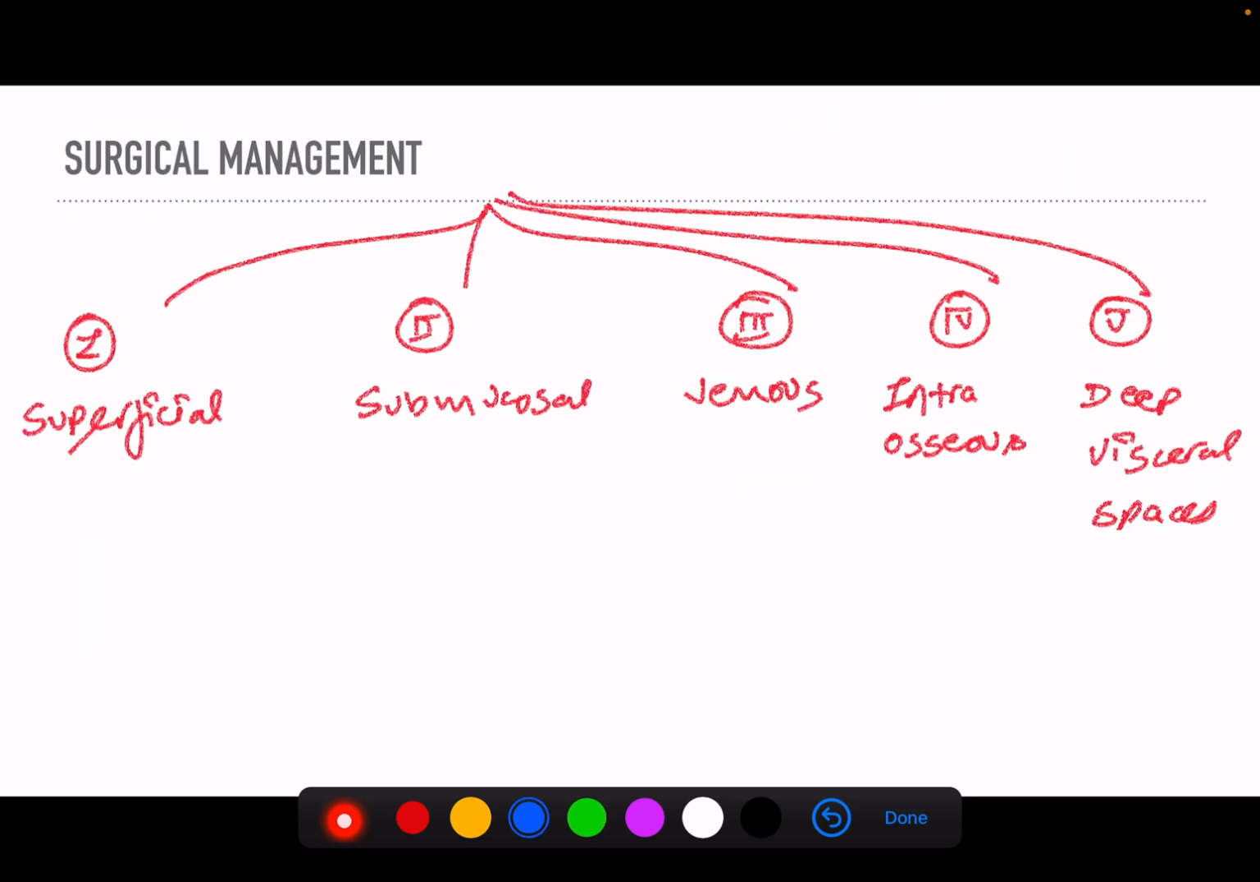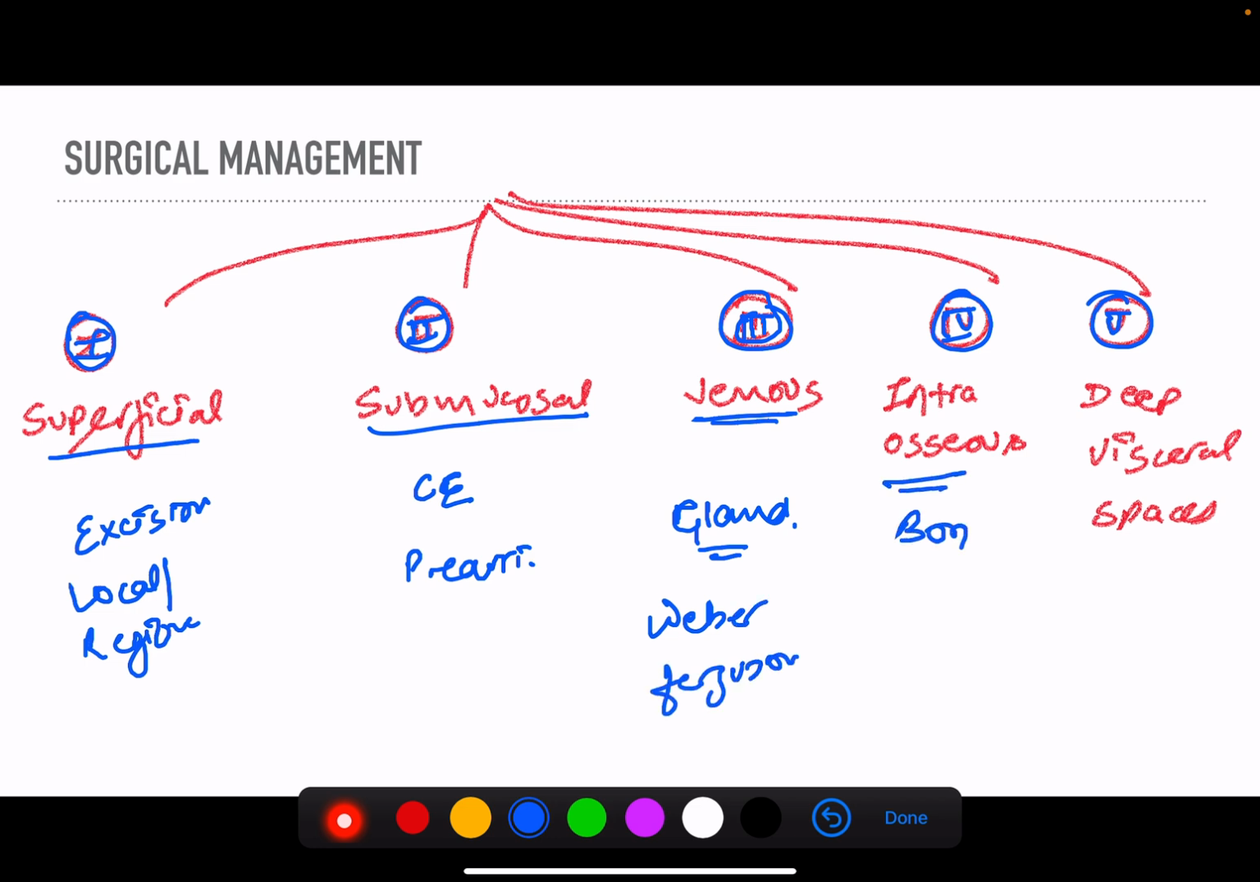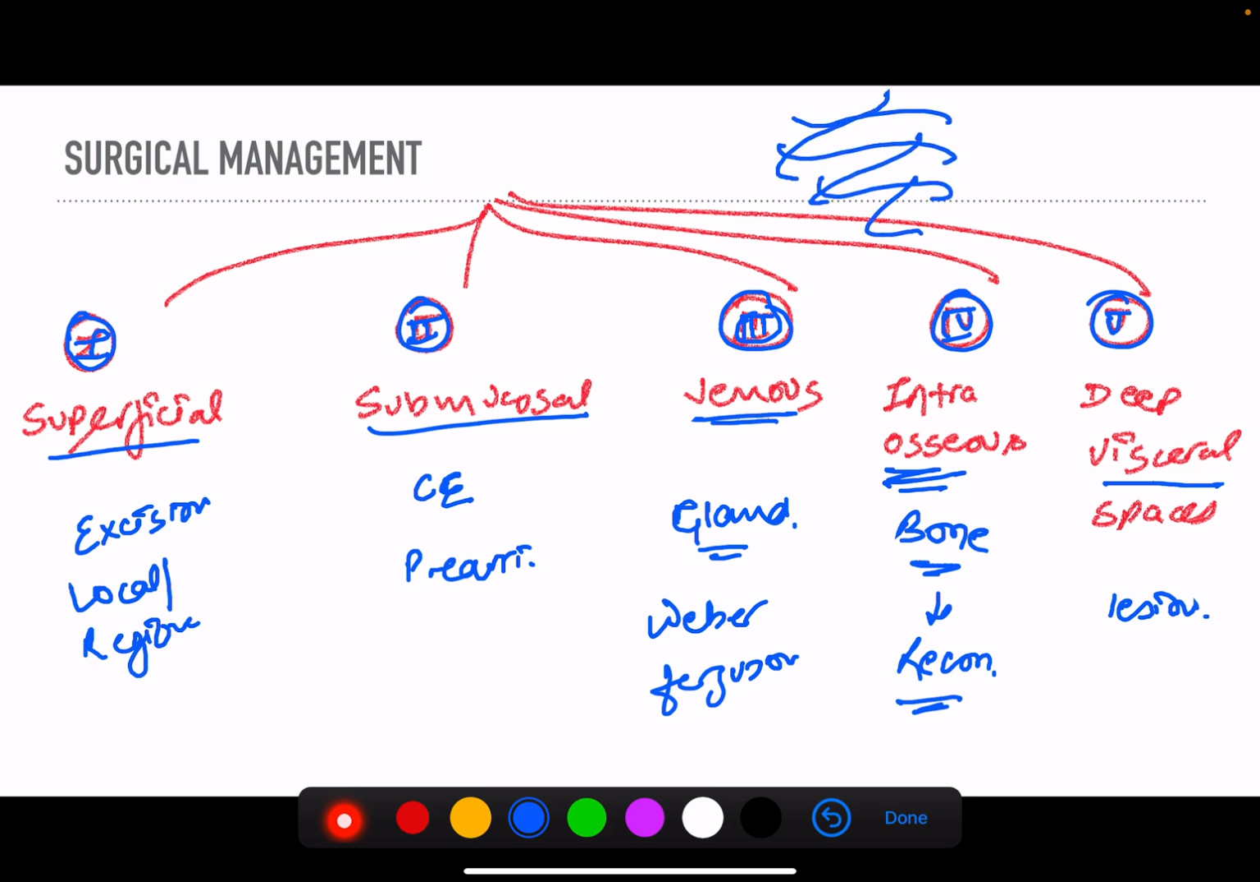For the surgical management, there are 5 types, depending upon the affected layer of skin or the tissue. So basically, first one is superficial. For the superficial lesion, we'll go ahead with excision and recreate it with local or regional flap. While for the submucosal, we go for complete excision and flap, and the preauricular excision is taken. For venous malformation, we remove the entire gland along with the lesion via Weber-Ferguson incision. For intraosseous, that is bone, we excise the entire bone and then reconstruct it with reconstruction plate or bone graft. For the deep visceral spaces, complete removal of the lesion is performed. And for high flow lesions, at the end we perform corset suturing or crisscross suturing to decrease the flow of the lesion.